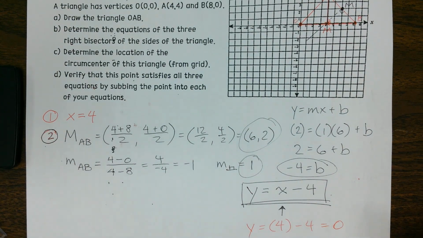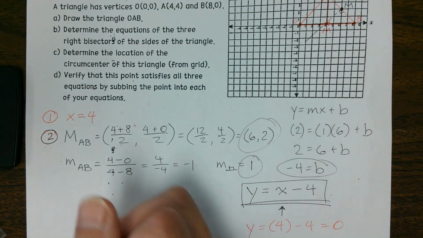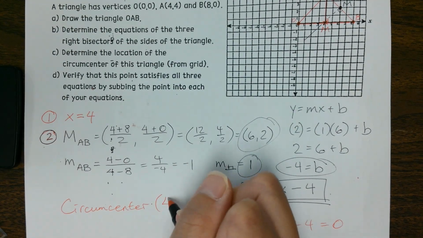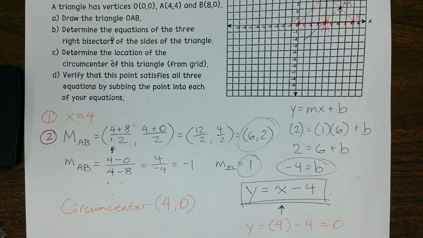So what's my circumcenter point? Therefore, my circumcenter is located at, nice and loud, (4, 0). Right here. So my circumcenter is at (4, 0). Okay. So that's why I showed it twice, because if I just did this one example, I would have shown it to you guys just one time. So I wanted to show it twice so you guys know how to do it.